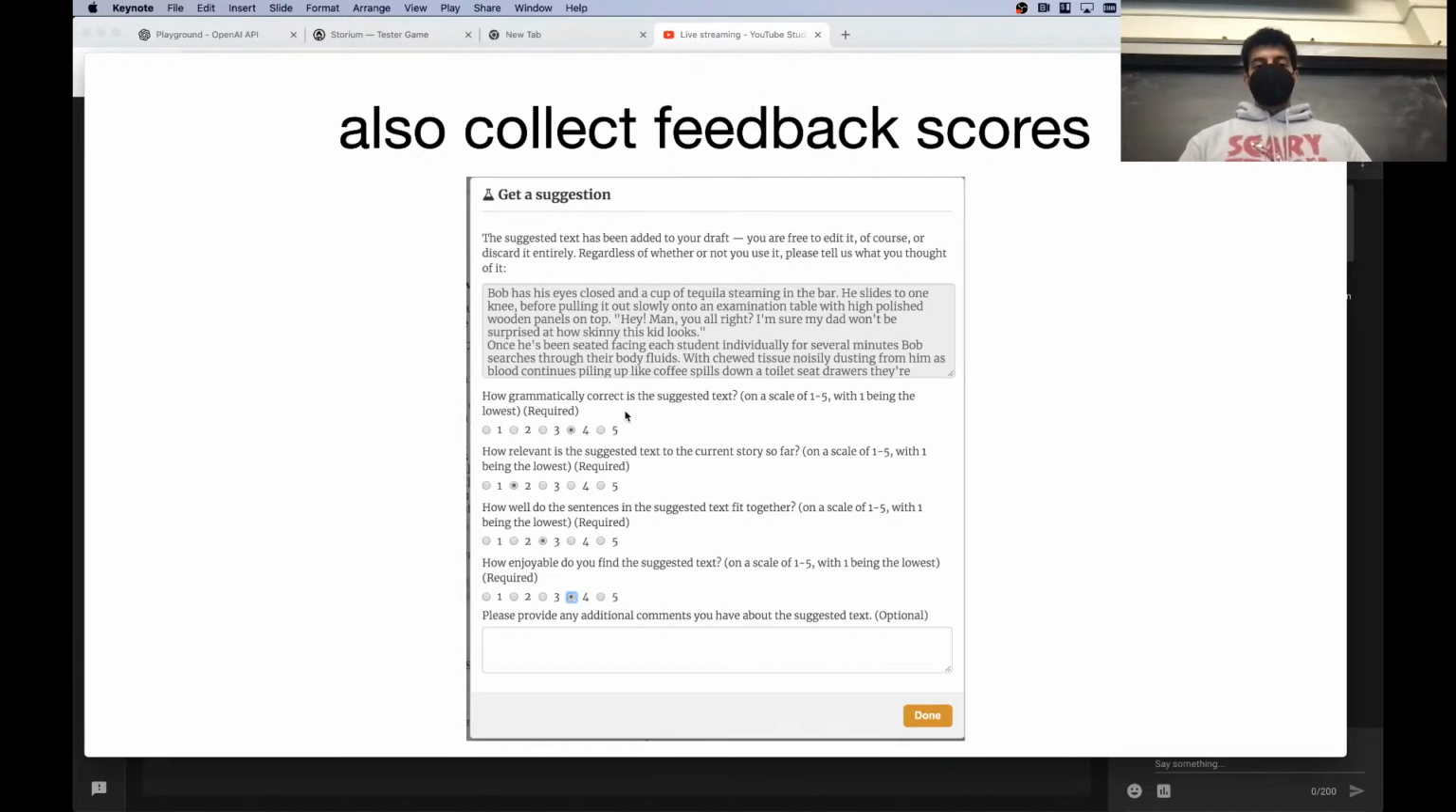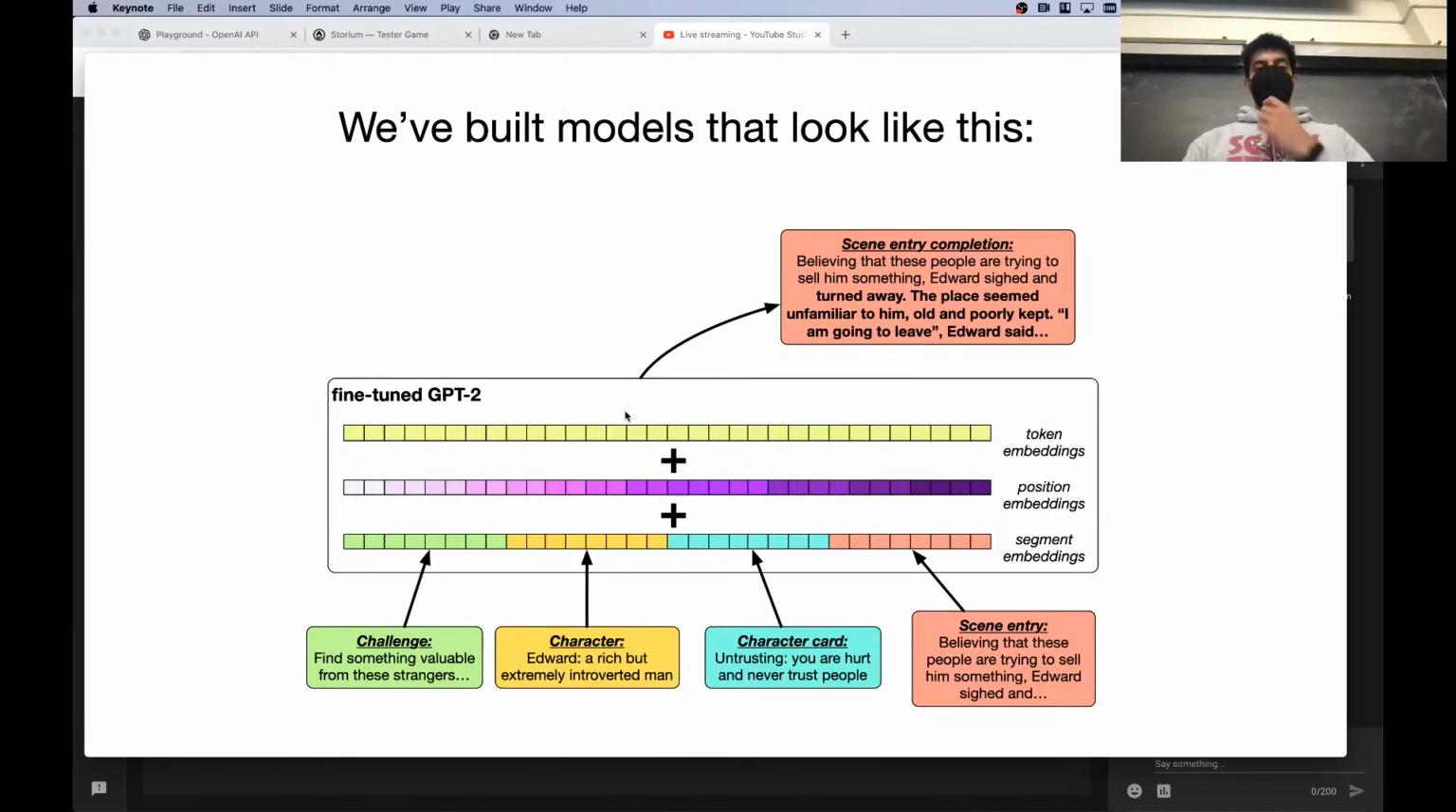Okay, so we also asked for some feedback as well. Our first model was just a fine-tuned GPT-2, so we stuck all of the different types of context into the model's input. If you have a case like this where you have different types of context, here we have the text of the challenge, the character's biography, the particular attribute that is being used in the scene. These are all coming from different types of context. So one easy way to help the model distinguish between different types of context is to apply segment embeddings.